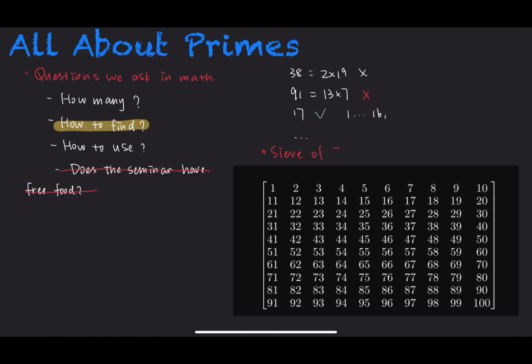Anyway, Eratosthenes was a great Greek thinker and mathematician in ancient Greece. Philosophy and math went side by side, and he came up with this little method to find all the primes less than or equal to n. So we take n equals 100 in this case, and we're going to look at how to use a sieve of Eratosthenes to find all the primes less than or equal to 100. I'm going to walk you through this one.